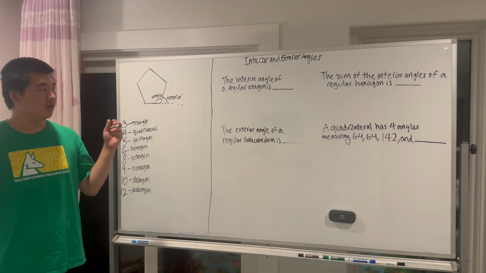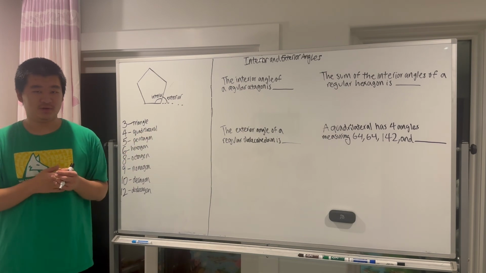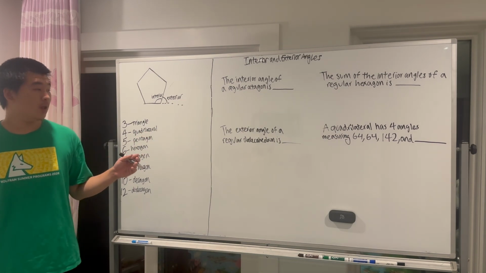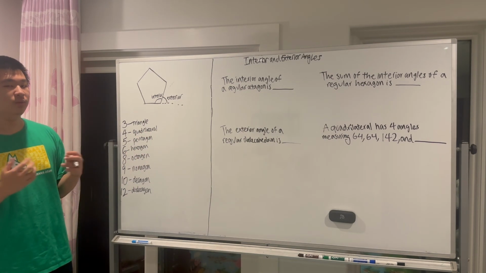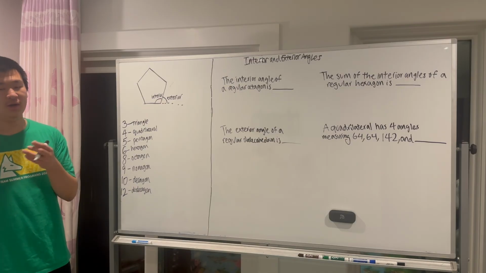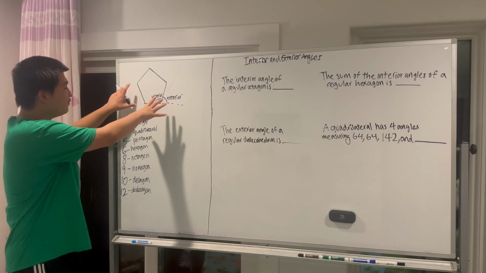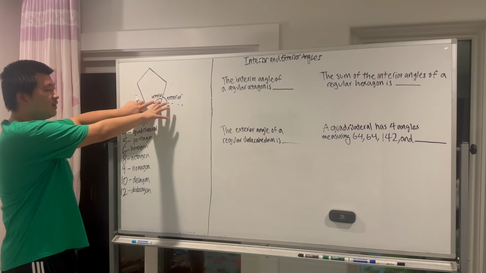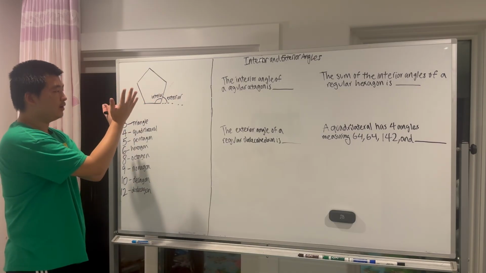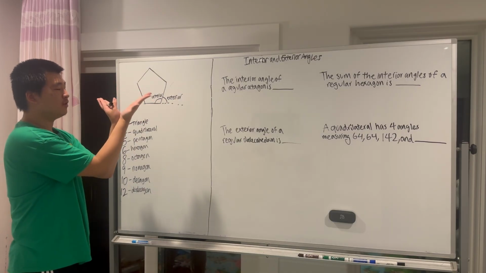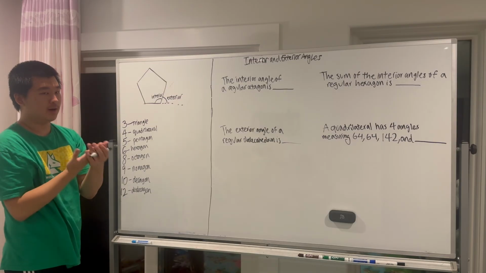So let me talk about interior and exterior angles first. First, what even are they? Well, an interior angle is what we typically think of when we hear angle. For example, if I have a pentagon here, this is an interior angle. It is inside of the pentagon. It is formed by two sides of the pentagon, and that's why we call it an interior angle.